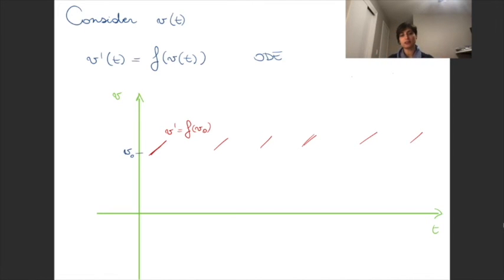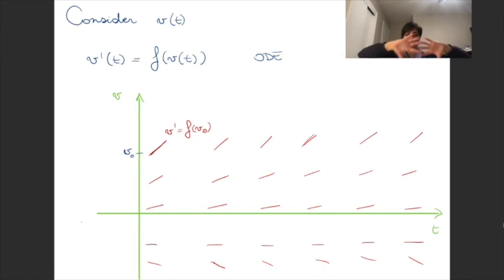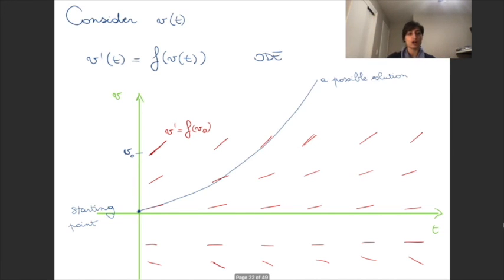So we're expecting the solution of our ODE to have this slope at this height. This value v naught corresponds to a slope of our function. And we can do this for a lot of values of v. Ideally, we want enough values for this grid to be full, enough for us to draw a solution.